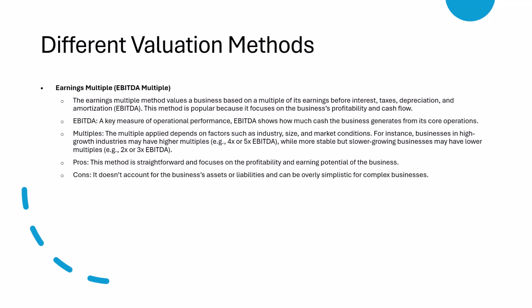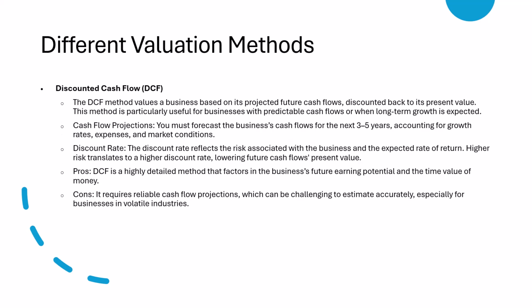The pros of this method is that it's pretty straightforward, and it focuses on the profitability and earnings potential of the business. The cons are it doesn't account for the business's assets or liabilities and can sometimes be overly simplistic for complex businesses. The next method is the discounted cash flow, or DCF, method.